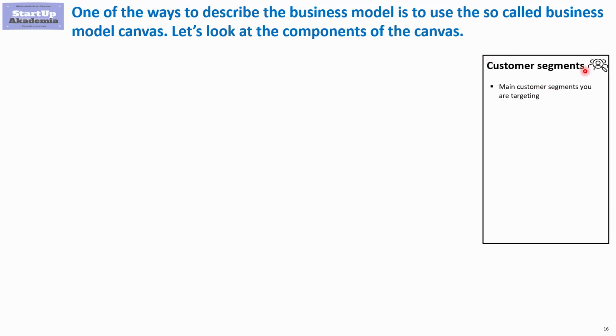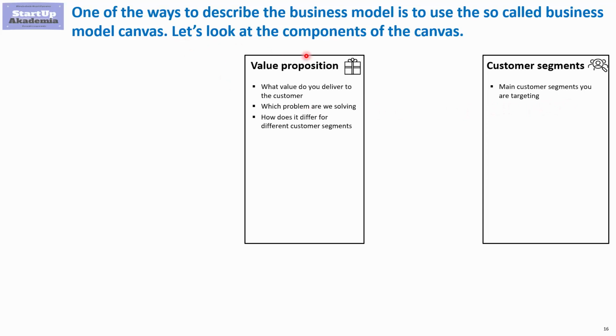In this part, you should write down what are the main customer segments you are targeting. Once we have the customers, we can define what we actually give them, what we do for our beloved customers. In other words, what is the value proposition?